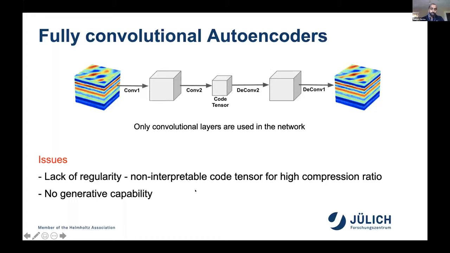Of course, with the normal or the vanilla autoencoder, one of the issues is they're lacking regularity. For example, if we compress this code tensor very highly, then there is always this issue of lack of interpretability. So basically, if you want to have, let's say, a physical interpretation, you are unable to have it because you don't have much information on it. And then there is also no generative capability. The problem with autoencoders not having generative capability is that unless we have this compressed representation, we cannot decode it back. That is something which variational autoencoders solve, in the sense that they can also be used as generative networks to do data augmentation, for example.